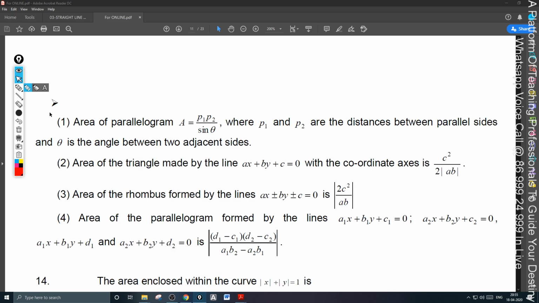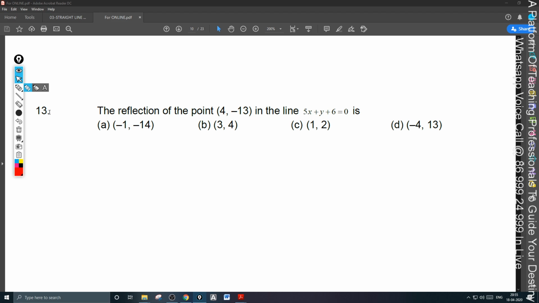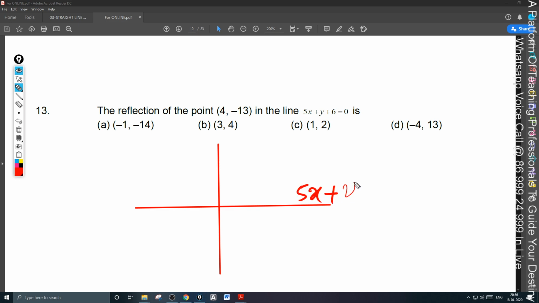Next one please: the reflection of the point (4, -13) in the line 5x + y + 6 = 0. Just follow this carefully please. What I am doing is picking up the given line and the given point. What is the given line here? The given line is nothing but 5x + y + 6 = 0. What is the given point here? Reflection of the point (4, -13). Follow this carefully please. This is P. This is the foot. This is the image.